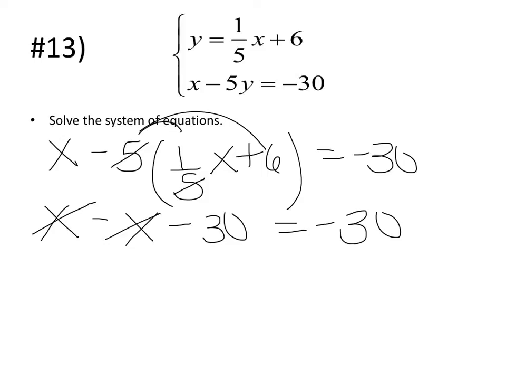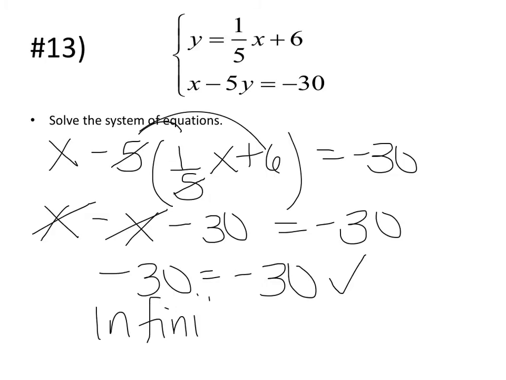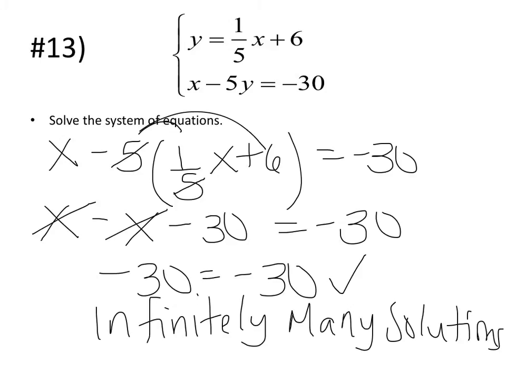So x minus x is 0, and you end up with negative 30 is equal to negative 30, which is a true statement. So your answer is infinitely many solutions, or all real numbers, or how they write it all crazy in the book, however you want to say it.